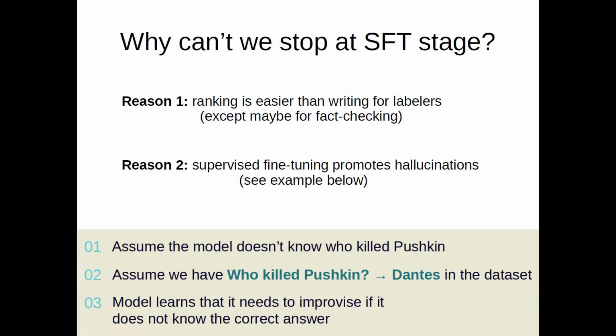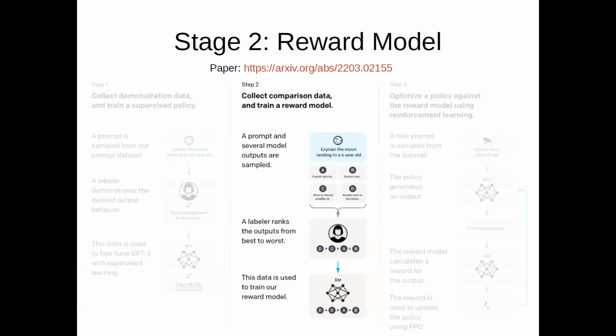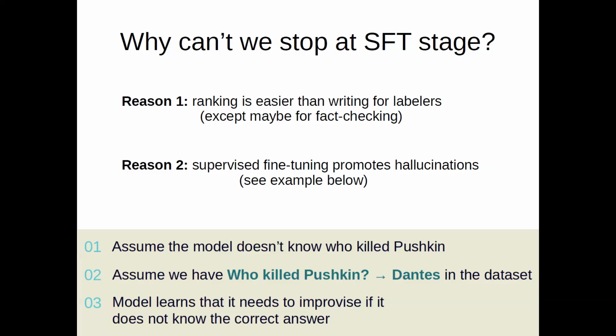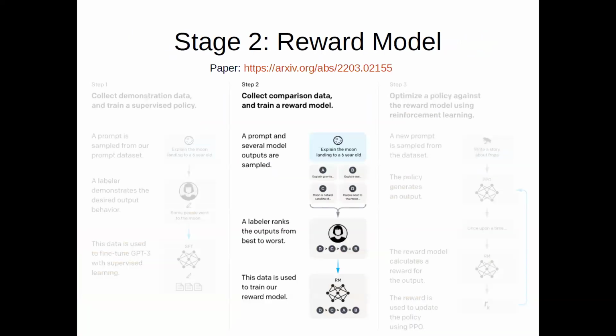But still, it's too general data. And to make this more specific, in InstructGPT, they proposed to use so-called guided preference fine-tuning, which is called reinforcement learning with human feedback.